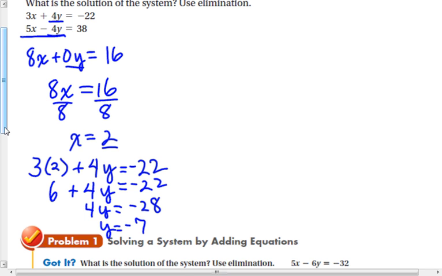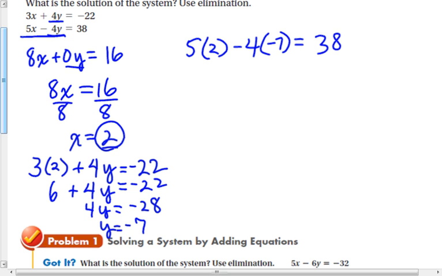Now the last step you probably want to do is check it in the other equation, to make sure it works. So I'm going to substitute 2 for x in the second equation, and I'm going to substitute negative 7 for y. I just want to make sure that that equals 38. And I get 10 minus negative 28, or plus 28, is equal to 38, and that's true. So I'm good. Go ahead, you try that.